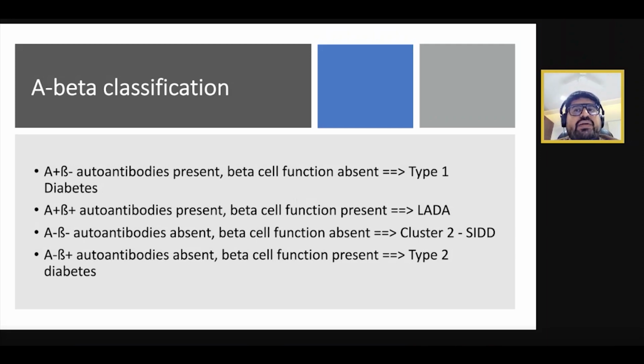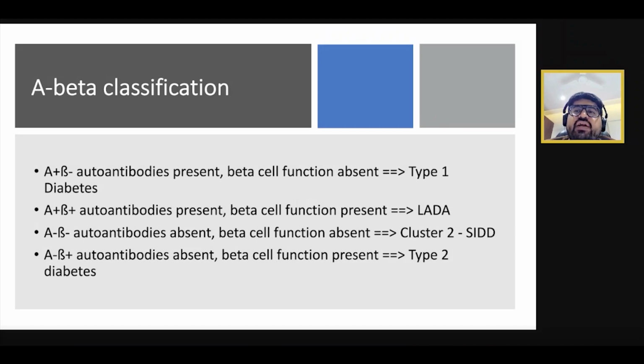Autoimmunity is negative, but beta cell is negative, right? So you have no autoimmunity, but the beta cell is not functioning. This is cluster 2, which is severe insulin deficient diabetes. It should still be classified technically as either type 2 or type 1B diabetes. But again, there is a confusion in this category. So again, it's not a great idea to put it in any of those buckets.